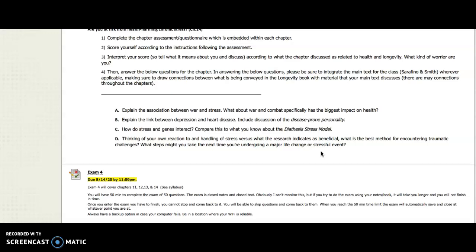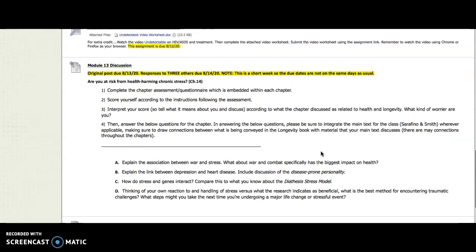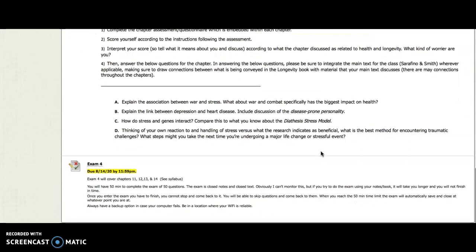And if you have, in fact, encountered some traumatic challenges in your life. I know some of you may have suffered the death of a close loved one, or maybe a severe mental or physical illness, or childhood trauma. Oftentimes we have a wide variety of things students have been through. So, thinking about that and thinking about what the research says about how to handle those kinds of situations, what's beneficial. What steps might you take the next time you're undergoing a major life change or a stressful event, be it traumatic or just really stressful? What might you do or how might you approach it? So it's a nice recap on some of what we've been talking about all semester, and a nice way to end our discussion with the longevity book in particular.